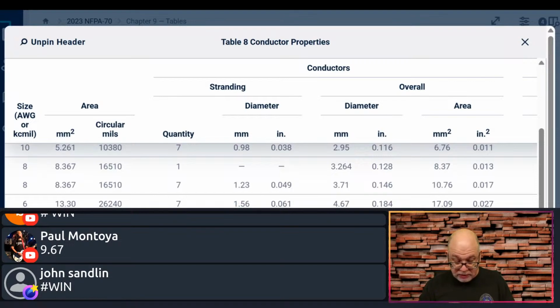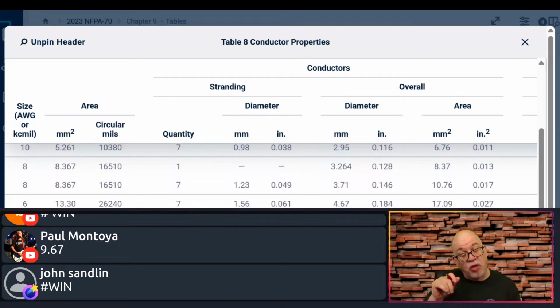I'm going to go 2 times 21.2 times 300 times 40. Okay, and that is 508,800. And I'm going to divide that by 52,620.